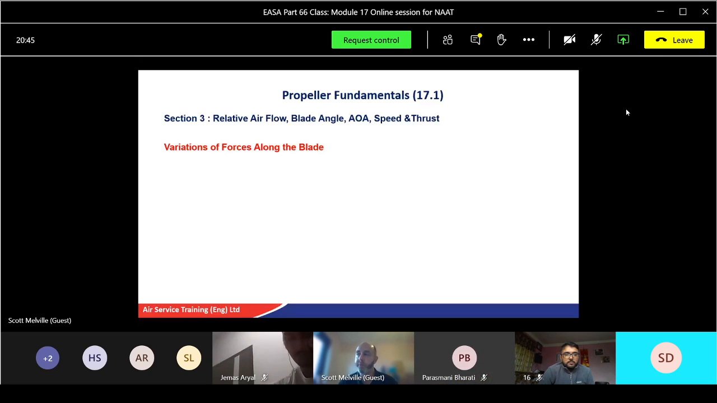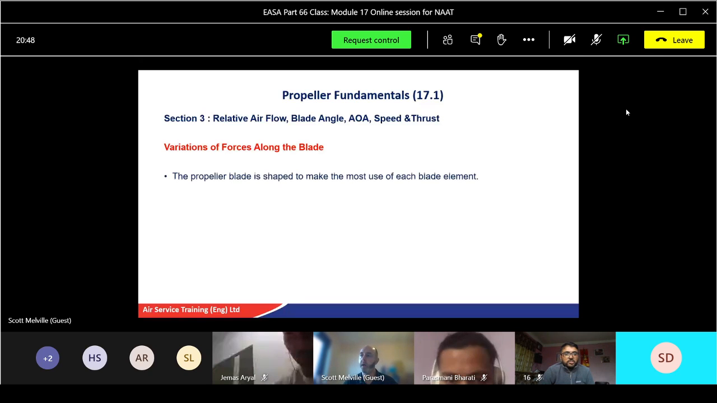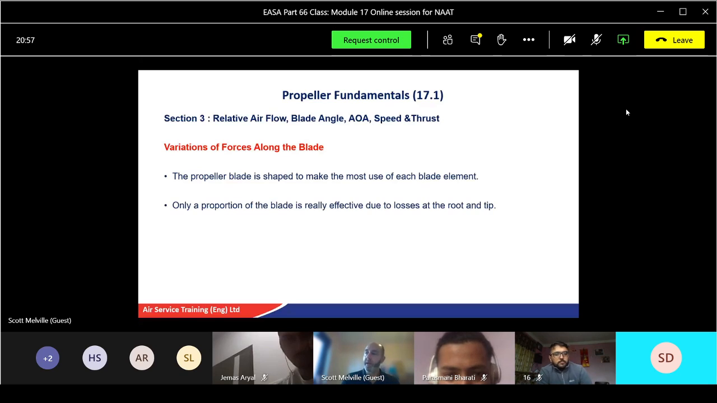So look at some variations of forces along the blade. The propeller blade is shaped to make the most use of each blade element, and we'll look at certain elements as we go through. Only a proportion of the blade is effective due to losses at the root and at the tip. What I mean by losses is aerodynamic losses. There could be a slight bit of turbulence from the speed at the root to the speed at the tip. The tip obviously gets thinner. As it gets from the root to the tip, it does get thinner, so it's not quite as effective as it was maybe halfway to 2/3 of the way through.